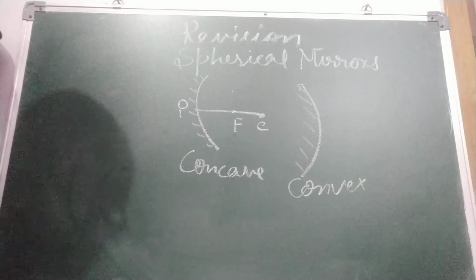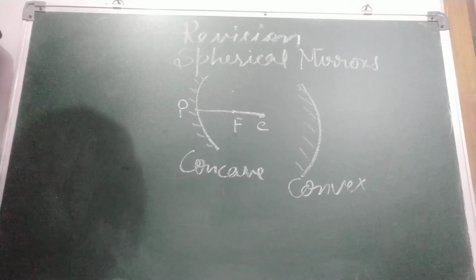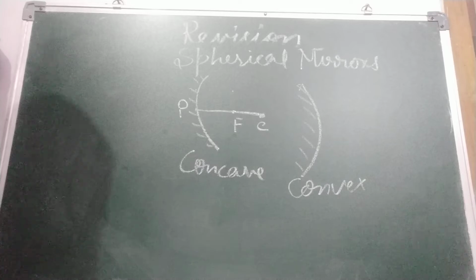Now uses of spherical mirrors. 4-5 uses are given. First, a concave mirror is used in torches and car headlights to reflect the light of the bulb to form a powerful beam. Second, it is used as a shaving mirror. I am telling you about the concave mirror, and also it is used by dentists. Convex mirrors are used as rear view mirrors in vehicles. Since a convex mirror forms smaller images of all objects, it can be used to view a much larger area than would be possible with a plane mirror.